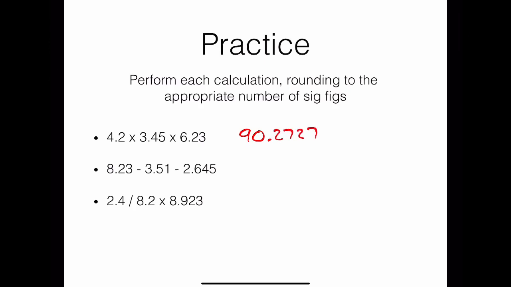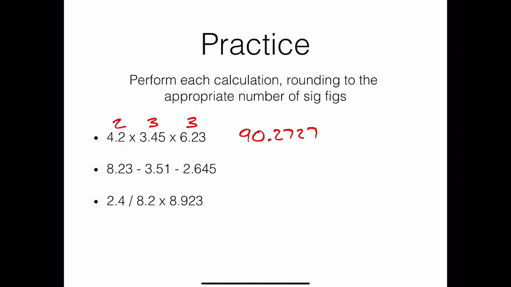And what you get is 90.2727. So there are a lot of decimals in this answer. So we want to cut that down. We want to make it a little bit more concise. So we need to look back at our original numbers and determine how many sig figs are in each of those numbers. Remember, the rule for multiplication is that you take the number with the least number of sig figs, and that is what guides your answer. So in the number 4.2, we had 2. The number 3.45 gave us 3, and the number 6.23 also gave us 3. Remember, according to the rules for sig figs, all of these numbers contain non-zero digits, so we're just counting the number of non-zero digits in each of these numbers.